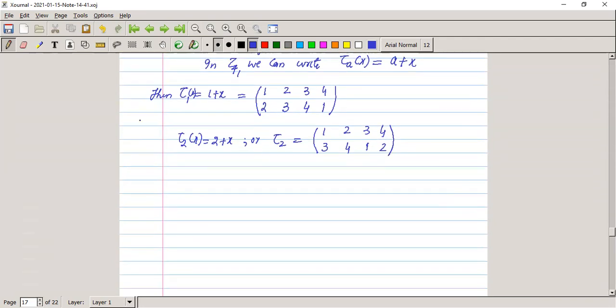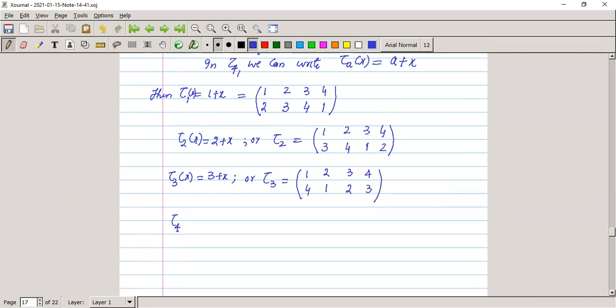Now we can compute the permutation tau 3 of x, and by definition this is equal to 3 plus x, or we can write tau 3 as 1, 2, 3, 4. Now under this, 1 goes to 4 because it is 1 plus 3, that is 4. Now 2 plus 3 is 5, that is 1. 3 plus 3 is 6, that is 2. And 4 plus 3 is 7, that is 3.